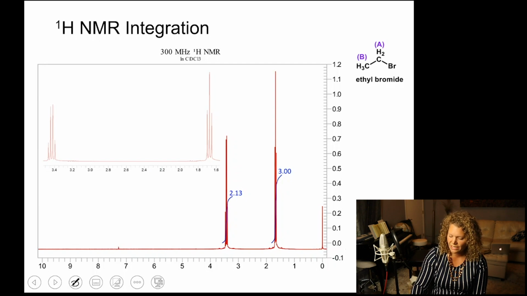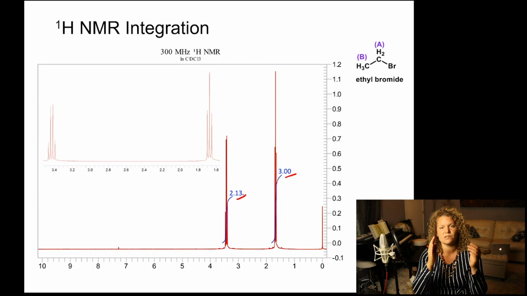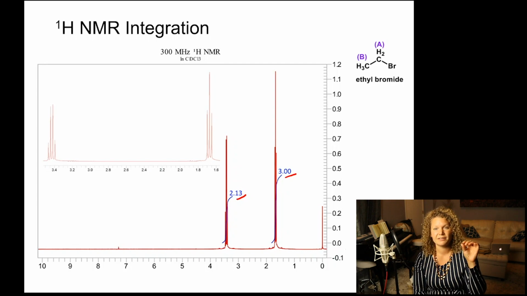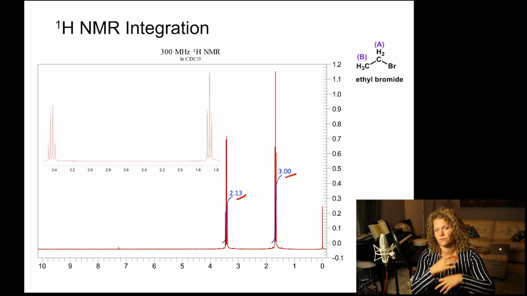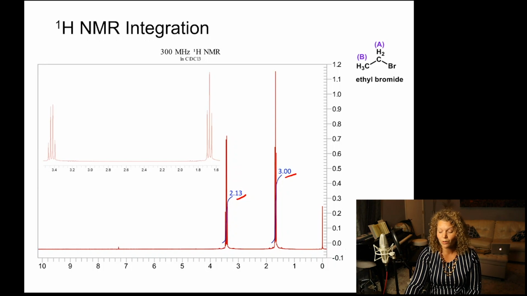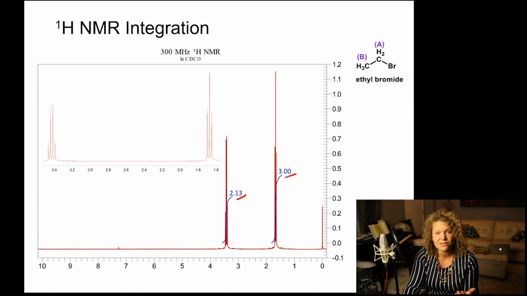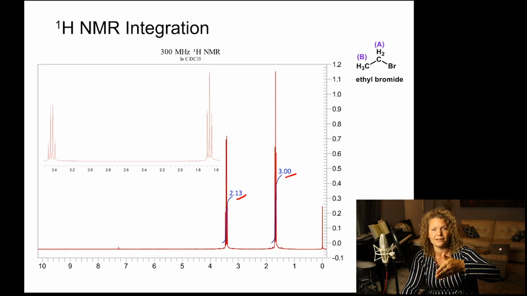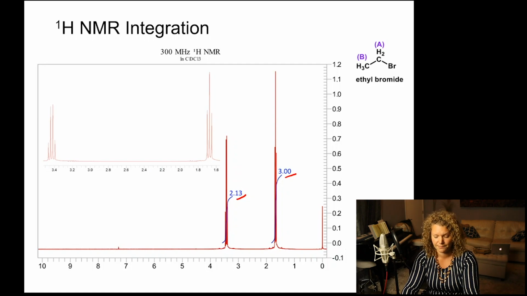Let's go back to our original example of ethyl bromide. In this case, we could easily tell which signal corresponded to which set of chemically inequivalent protons. So in this case, we had 2 protons to 3 protons for the ethyl bromide. We can also determine this based on what we just learned in our previous slide. Our protons for A, the CH2, are bound directly to a carbon that's bound to a bromine, which is an electronegative, electron withdrawing group, electronegative atom.